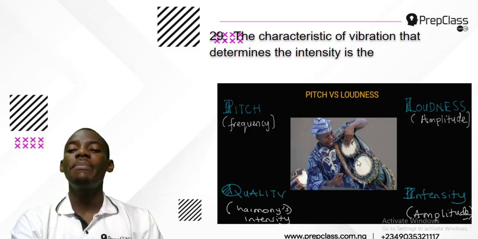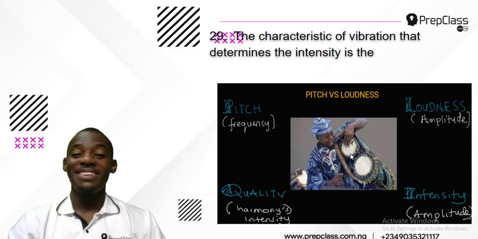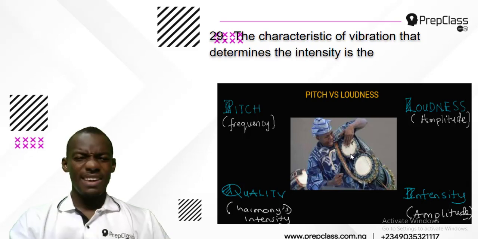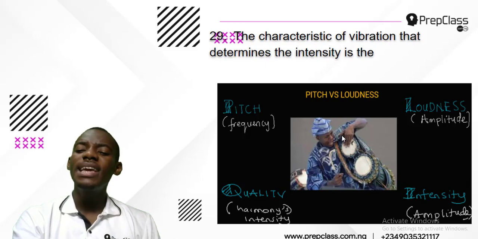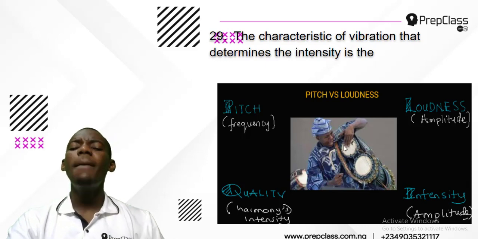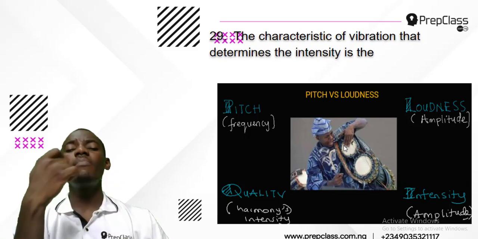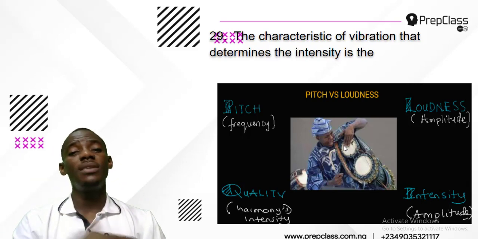So this is a drummer. Let me call him Danibo. He is drumming. Now you can see the way he is drumming. He is very serious with the drum. He is really into this drumming. But what will determine the intensity? It is the amplitude, and amplitude is the distance of movement of his hand away from the drum.